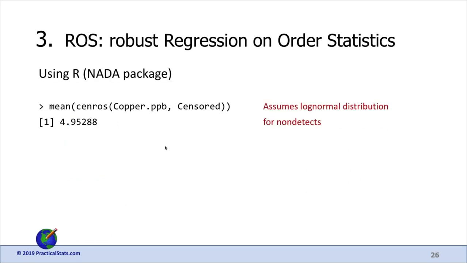You can do it in the NADA package. You can do it in the ENV stats package and so on. You can get an estimate of the mean. You can get an estimate of a confidence limit, an upper confidence limit, and so on. It's using the information in the detects and the non-detects by their proportions. Those proportions are spaced out based on a distribution, and it works fine with multiple detection limits.